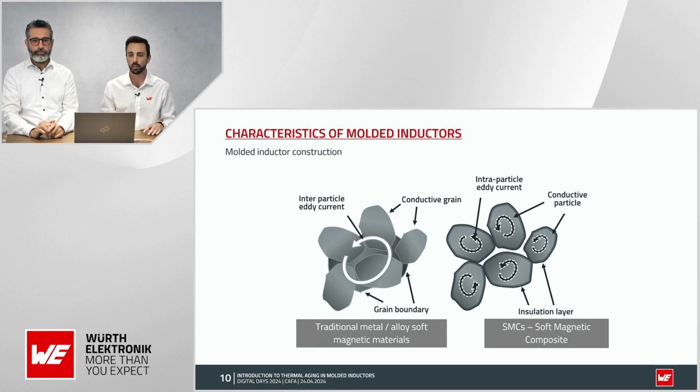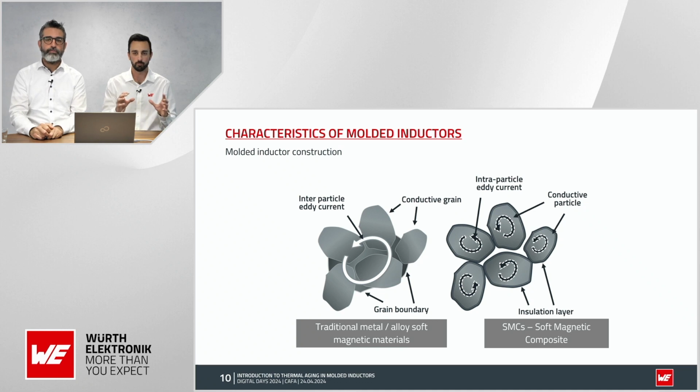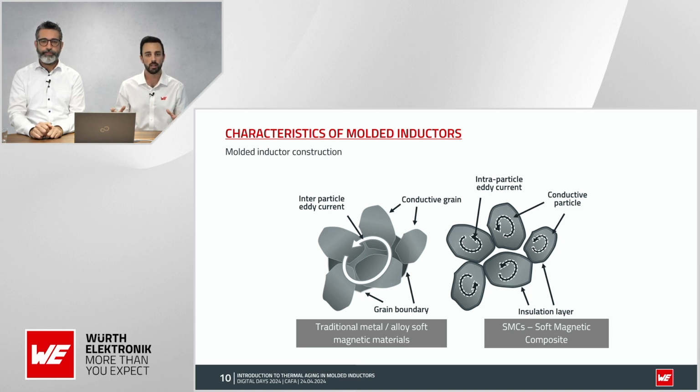What we try to do in soft magnetic composites, before building these molded inductors, is grow some insulation layer over each single particle of the core. So then when we press everything together and build the inductor, eddy currents cannot flow through the whole component. They will ideally be restricted to every single grain. And we are talking about grains of microns, of tens of microns in size.